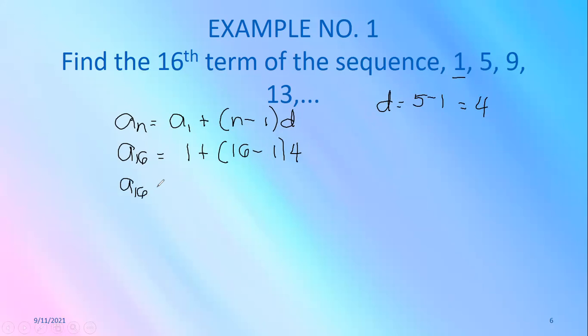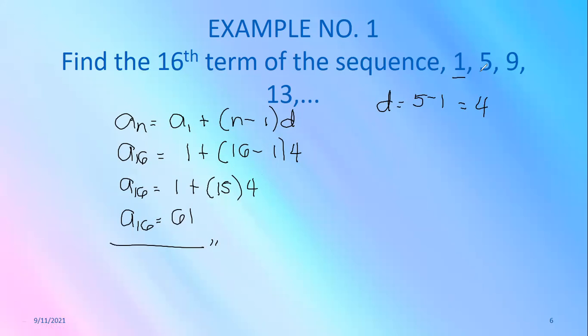Okay, so your 16th term, this will be 1 plus, so simplify first the terms inside the parentheses by subtracting. So 16 minus 1, that will be 15. Then multiplied by 4. Okay, so based from this expression, the answer will be 61. So the 16th term of the sequence is 61. Questions?